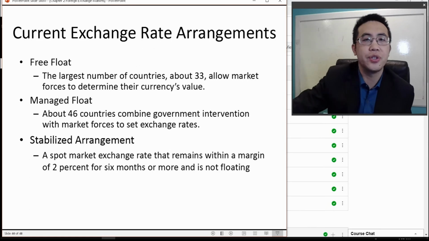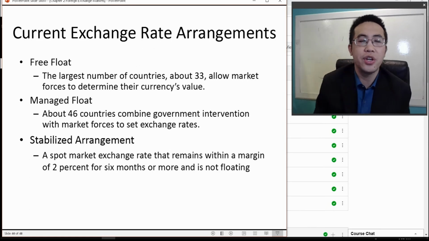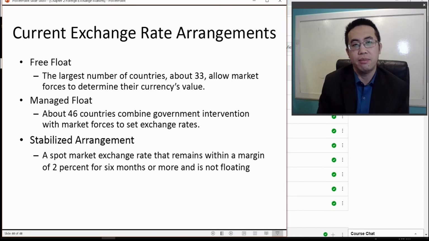Under these two regimes, there are different arrangements ranking from a higher degree of freedom to a lower degree of freedom. Of course, at the top is the free-floating arrangement adopted mostly by free countries like the United States, Australia, Canada, Japan, South Africa, and so on. There is no central bank intervention at all under the free-floating exchange rate regime. So it's purely driven by the market.